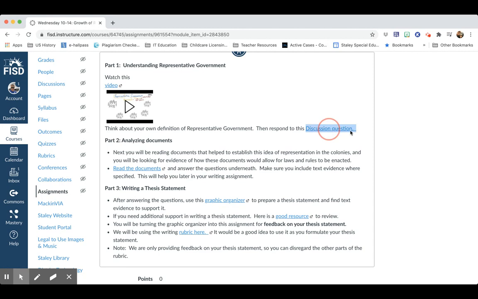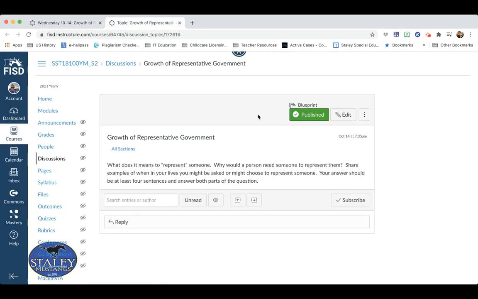The first thing you're going to do is respond to a discussion question. If you click on that link, it's going to bring you to the discussion question, which asks: what does it mean to represent someone? Why would a person need someone to represent them? Share examples of when in your lives you might be asked or might choose to represent someone. Your answer should be at least four sentences and answer both parts of the question. Make sure you are following the requirements if you want to have a good grade on this.